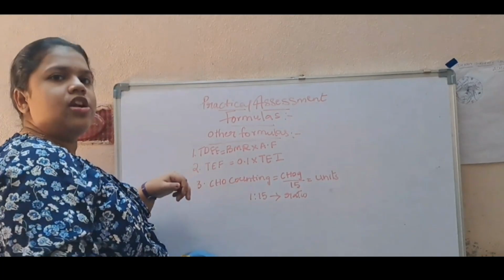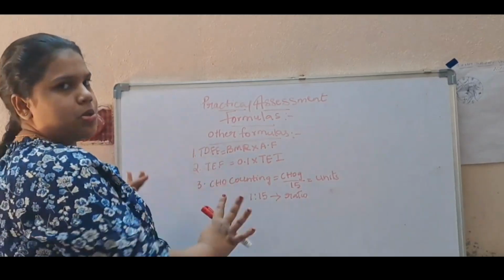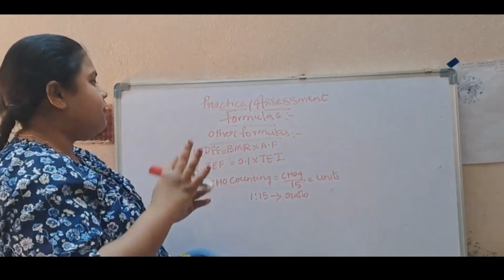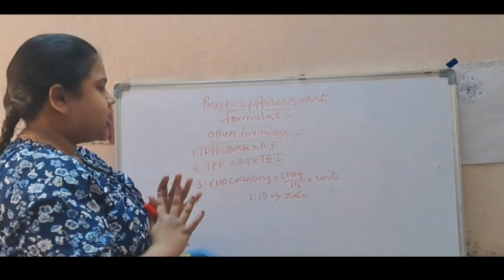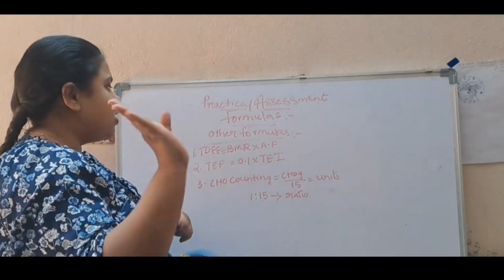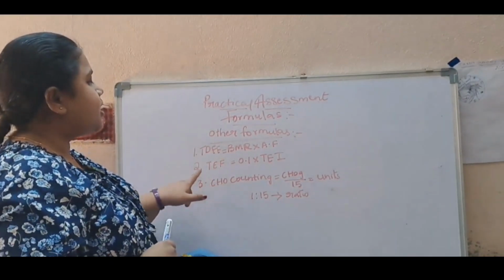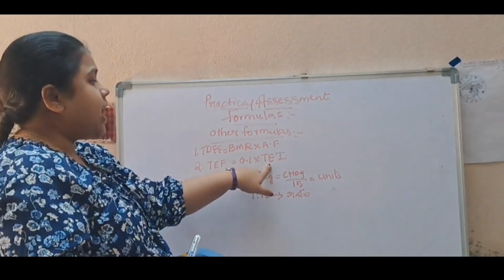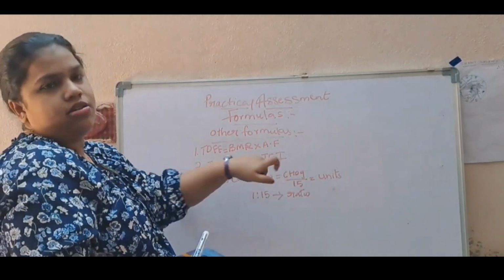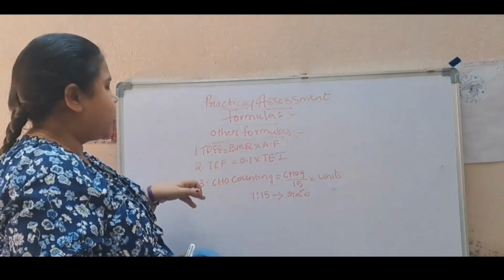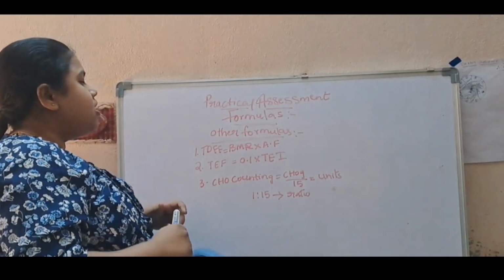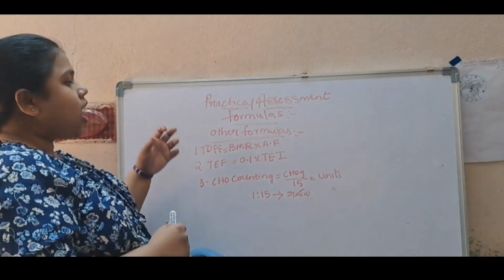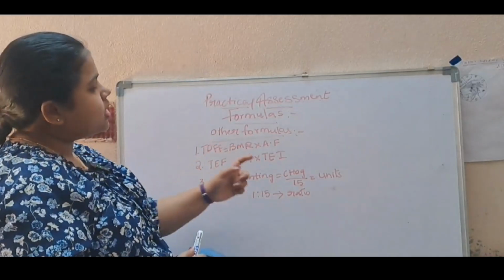The second one is thermic energy effect. You guys know what is meant by thermic energy effect, I won't dive into the theory. This is the formula: 0.1 into TEI, total energy intake. And the third one is carbohydrate counting. You know carbohydrate counting as well. So this is the formula.